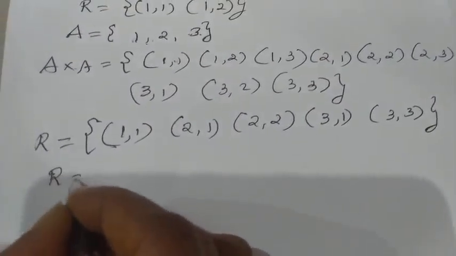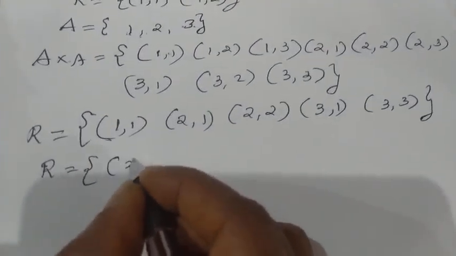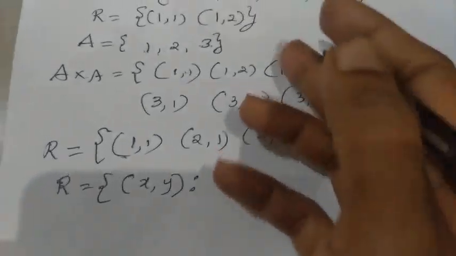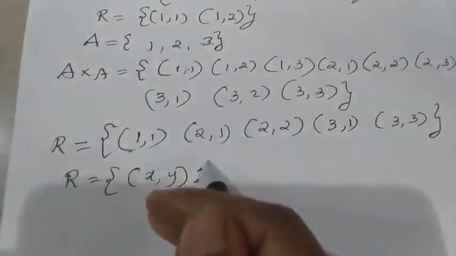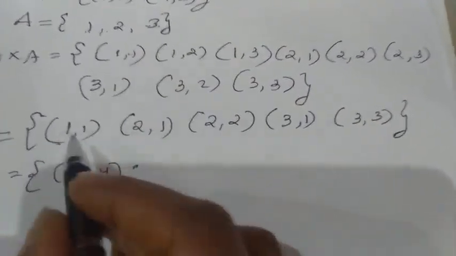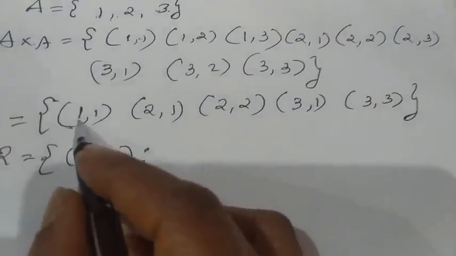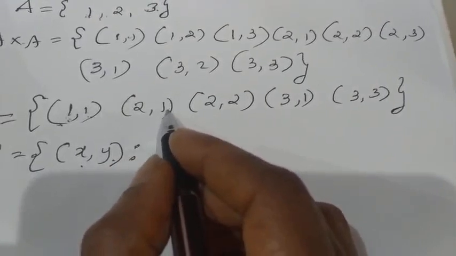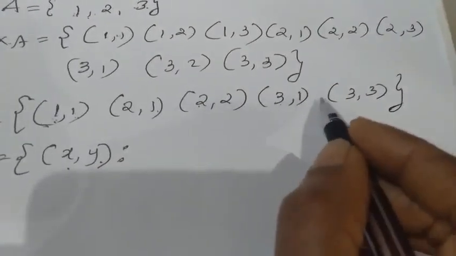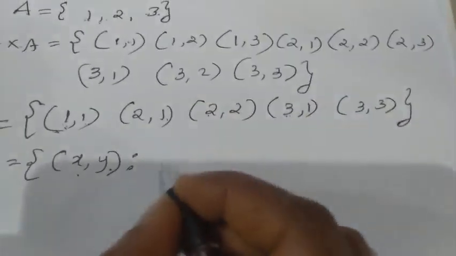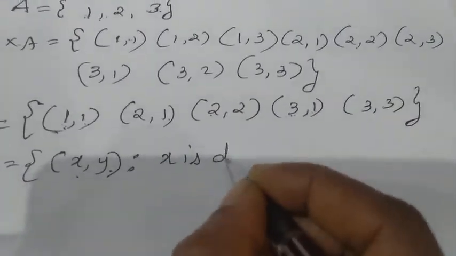And this is in roster form. You can write this relation in set builder form also. It contains all ordered pairs of the form x, y, such that not all the ordered pairs from A cross A. A cross A has all ordered pairs, but not in this example. There may be some relationship between the first element and second element, or x and y. Here the first element is divisible by the second element. Look at all the ordered pairs: in each ordered pair, the first element is divisible by the second element. Means x is divisible by y.